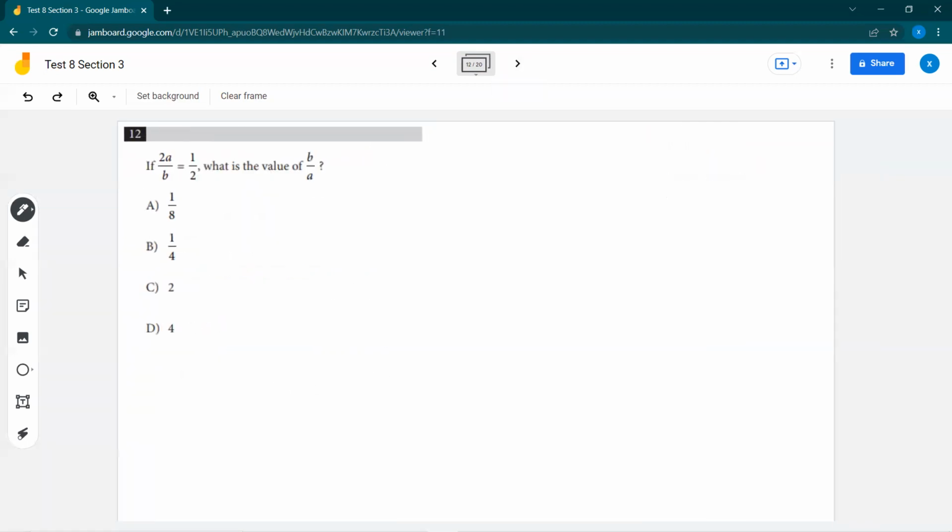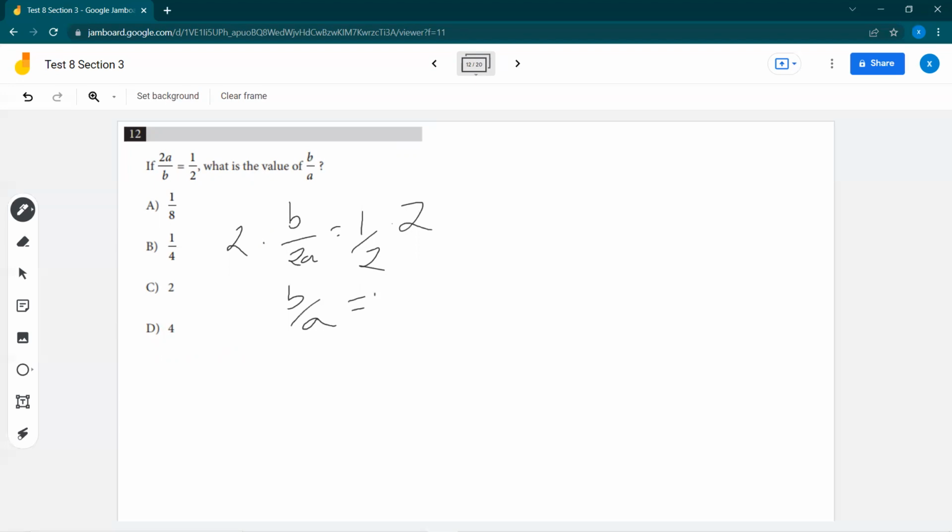Okay, so if 2a over b equals 1/2, then what is b over a? Well, I guess the first thing we can do in this kind of problem is invert it, right? We can take the reciprocal of both sides. So if we flip the fractions on both sides, we get b over 2a equals 1 over 2. It's perfectly legal. Then we just multiply by 2 to cancel out the 2 on that side. So we get b over a equals 1/2.